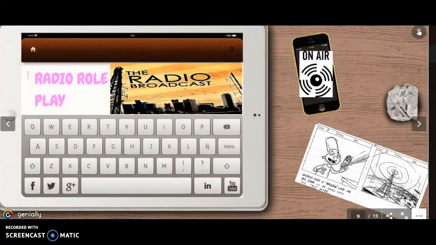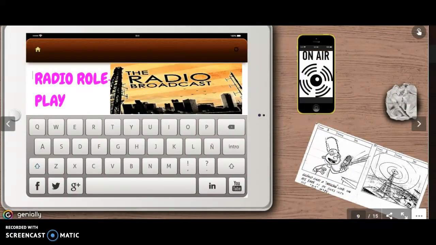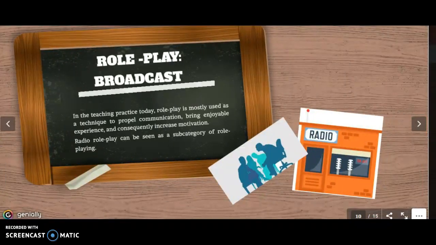Okay, now I'm going to talk about radio role playing. This is an example of role playing that serves as a good methodology in the learning process. Role-play broadcast. In teaching practice today, role-play is mostly used as a technique to promote proper communication, bring an enjoyable experience, and consequently increase motivation.